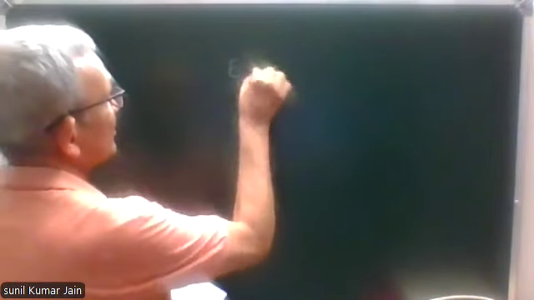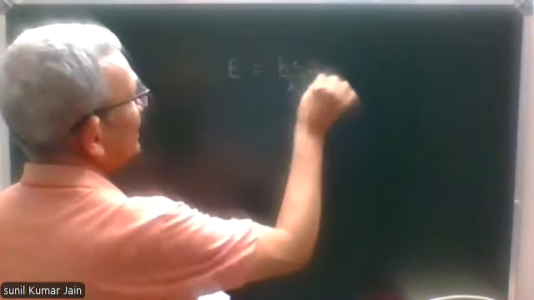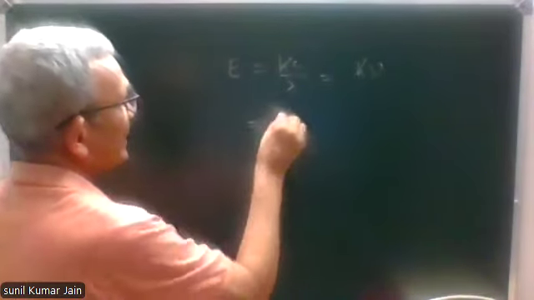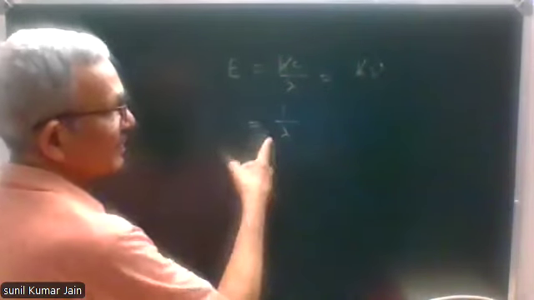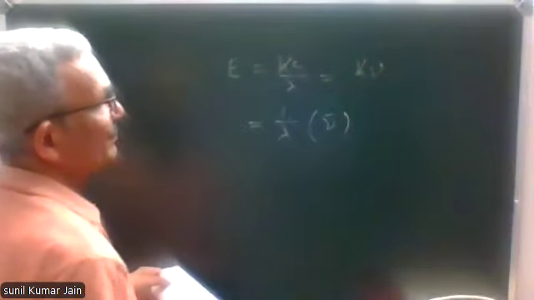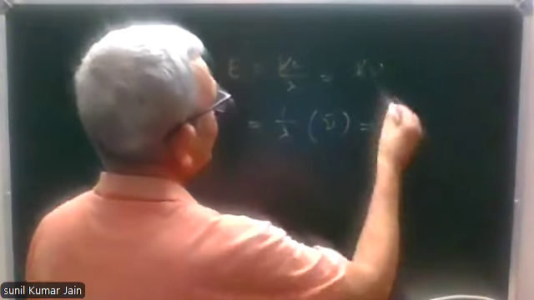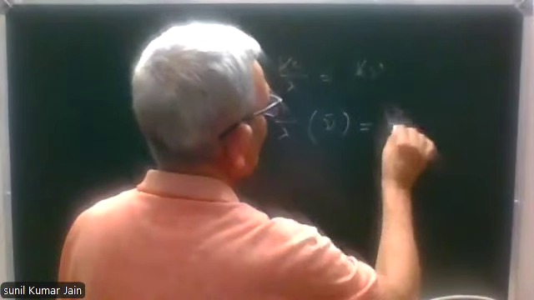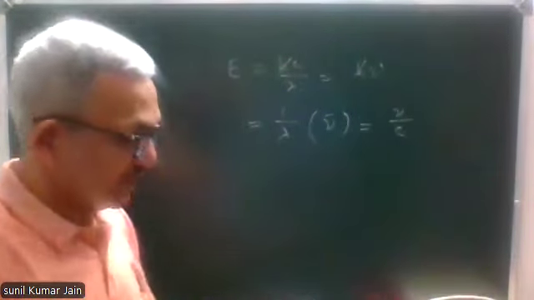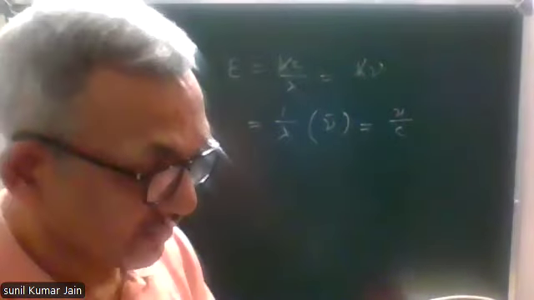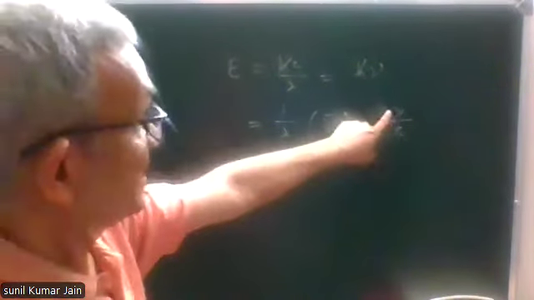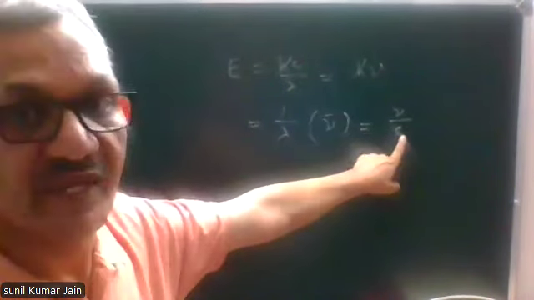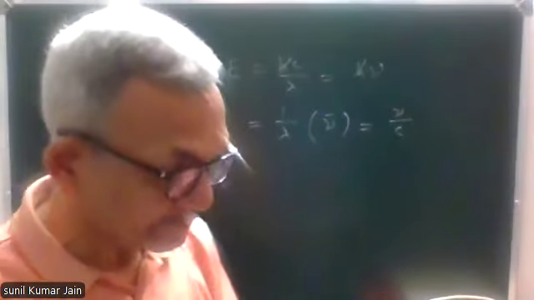See, E is equal to hc by lambda, and also E is equal to h nu. So 1 by lambda, which is the wave number, will be equal to nu by c. We know the value of frequency, that is given, 3 into 10 to the power 18, and we know the velocity of light. Divide and you'll get the answer.